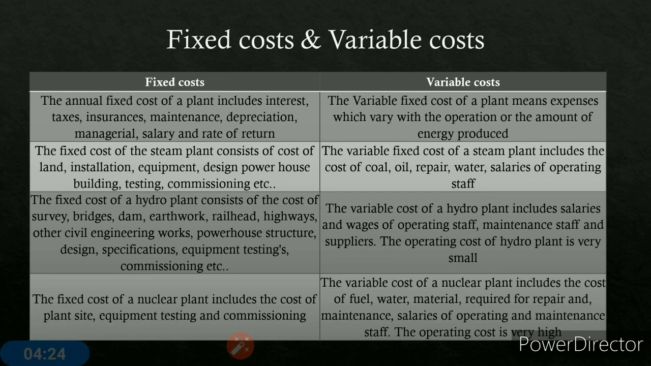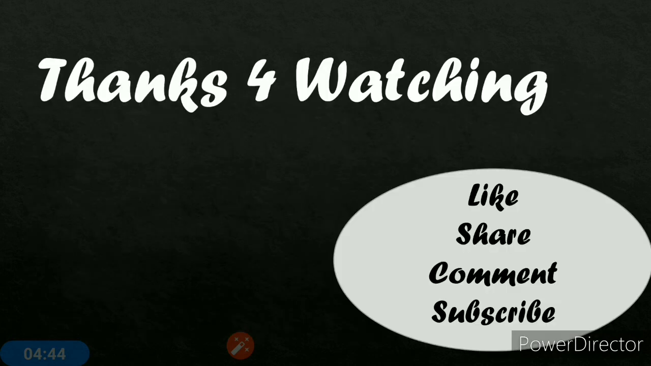The fixed cost of a nuclear power plant includes the cost of plant site, equipment, testing, and commissioning. Whereas the variable cost of a nuclear power plant includes the cost of fuel, water, material required for repair and maintenance, and salaries of operating and maintenance staff. The operating cost of a nuclear power plant is very high compared with the hydropower plant.